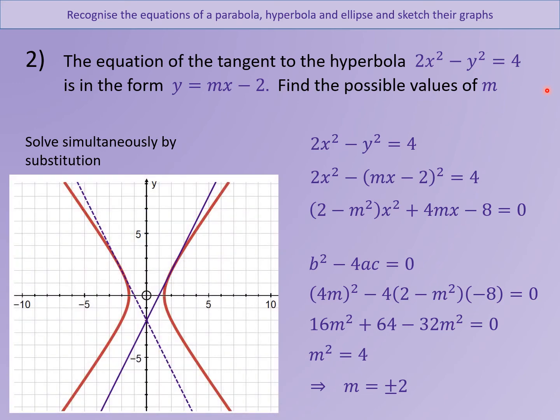We can now just check this on a graph. This is the hyperbola, and we have the lines y equals 2x minus 2 and y equals minus 2x minus 2, and you can see that they are indeed tangents to the curve.